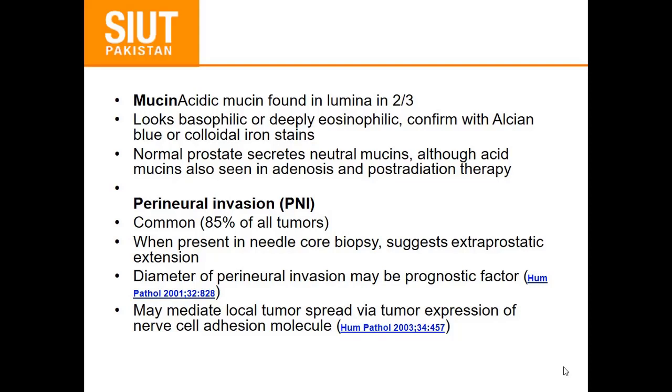Normal prostate secretes neutral mucin, although acid mucin can be seen in adenosis and after prostate radiation therapy. Perineural invasion is common, seen in 85% of tumors. When present in a core biopsy, it is suggestive of extraprostatic extension. The diameter of the perineural invasion may be a prognostic factor, and it may mediate local tumor spread through tumor expression of nerve cell adhesion molecule.